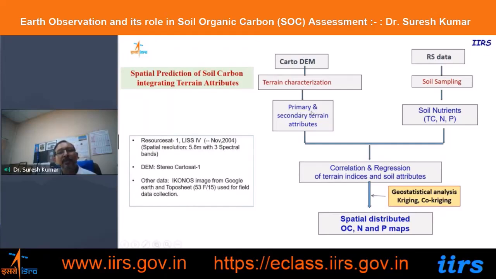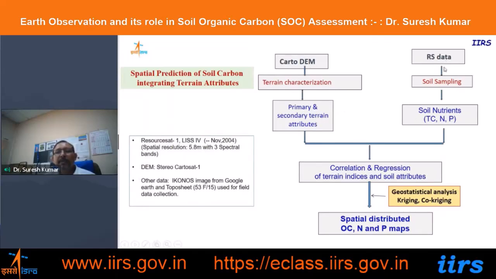So we derived the primary and secondary terrain attributes, such as slope, terrain wetness index, and several other indices like SPI and other wetness indices, which we generated from the DEM.